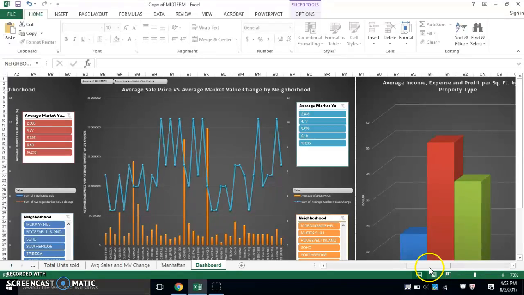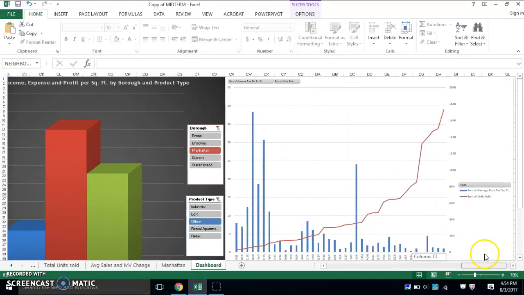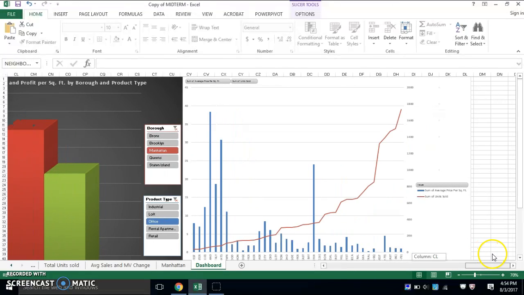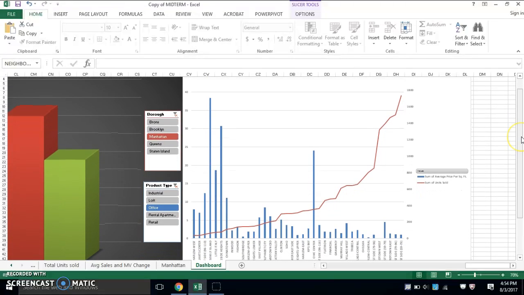Okay, so right here we have this chart over here that shows the sum of the average price per square foot compared to the sum of units sold. So basically, what this graph on the right here is showing you is how many units were sold in the red, the more popular areas, compared to the price per square foot.